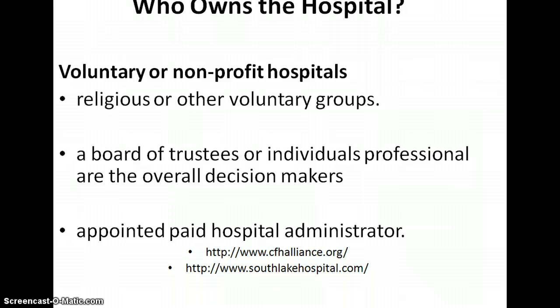Who owns the hospital? Voluntary or nonprofit hospitals operate under religious or other voluntary groups. A board of trustees or individuals selected from the community's business and professional people are the overall decision makers who serve in this role. The overall management of the hospital is by an appointed paid hospital administrator. Examples in the local area of a voluntary or nonprofit hospital are Central Florida Health Alliance and also South Lake Hospital.